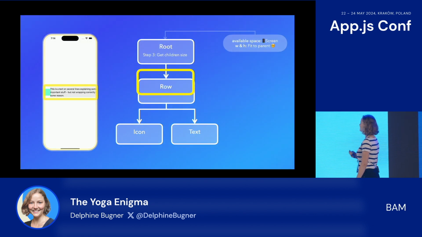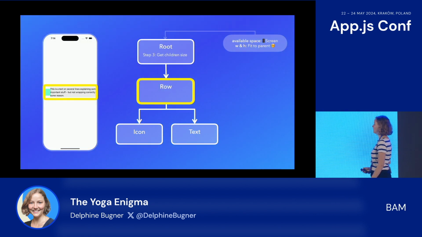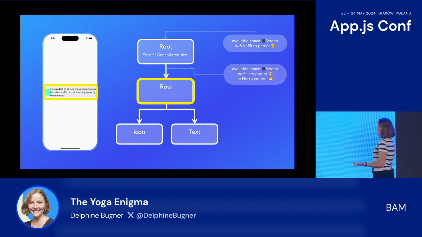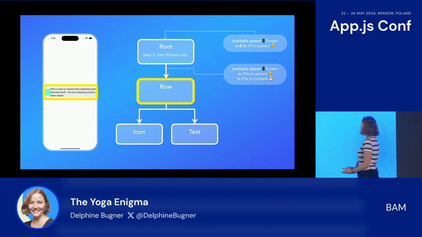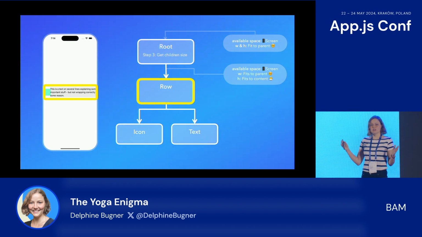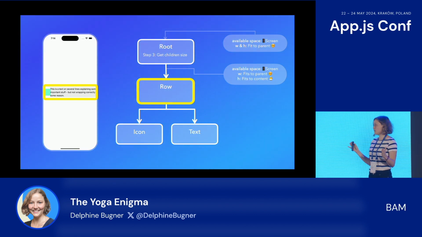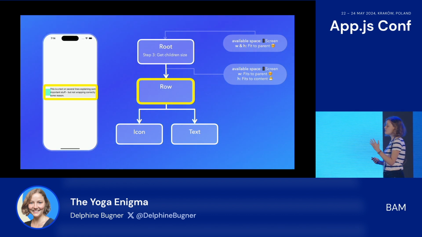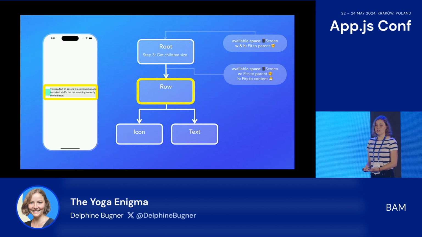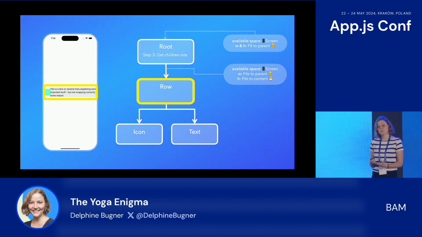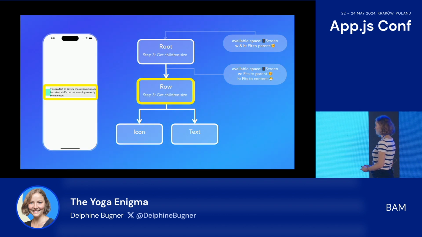We move down to the row container. And here, the available space is still the whole screen because we have no constraints. For the width, we fit to the parent because of the stretch behavior. And for the height, we fit to our content because we are centered. But after that, it's the same. Because we have children, we first have to measure them before doing anything else. So let's move down to the icon.